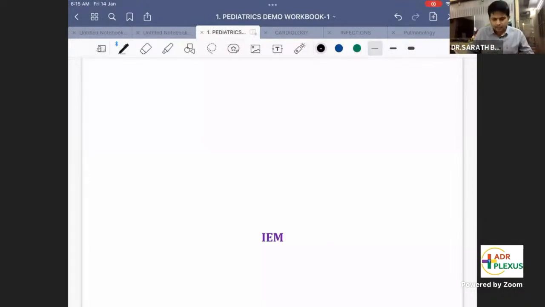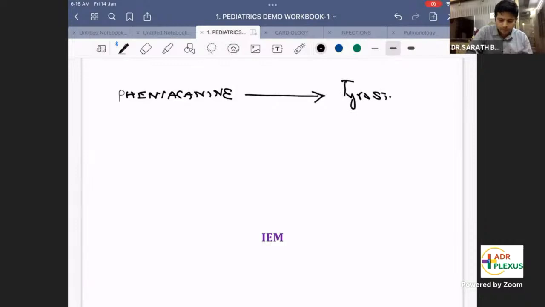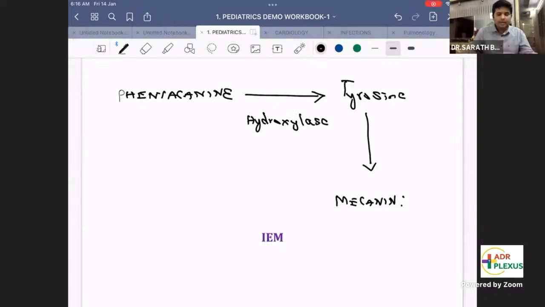Let me tell you, for example, you have phenylalanine. This phenylalanine is metabolized to tyrosine. This tyrosine in turn is metabolized to melanin. So what are all the enzymes involved in this? The main enzyme involved in this pathway is phenylalanine hydroxylase. Let me write, hydroxylase is the enzyme that is responsible for converting your phenylalanine to tyrosine.